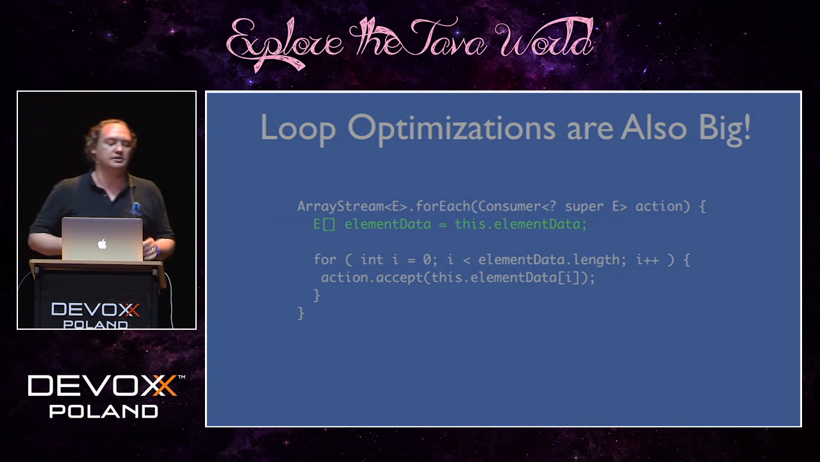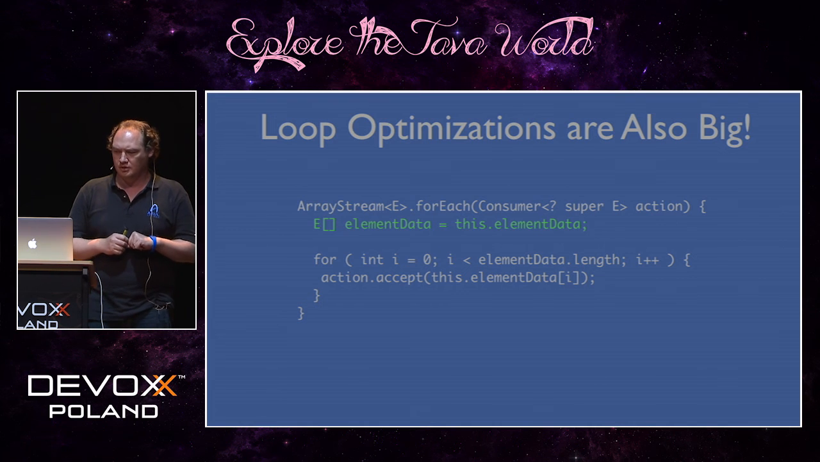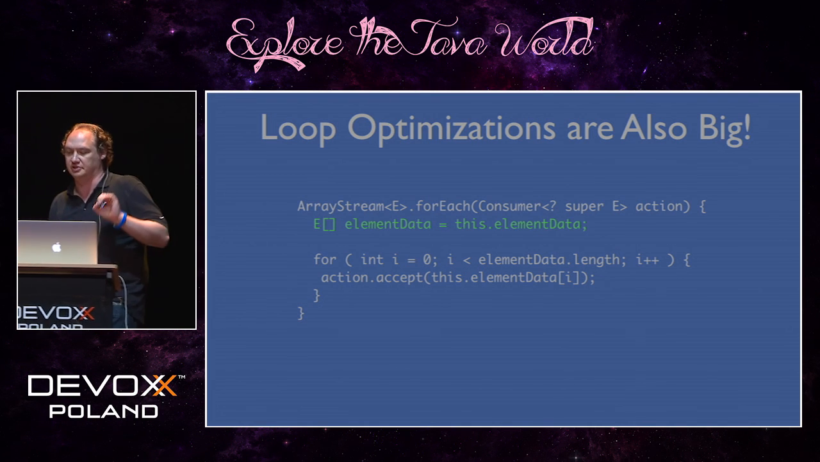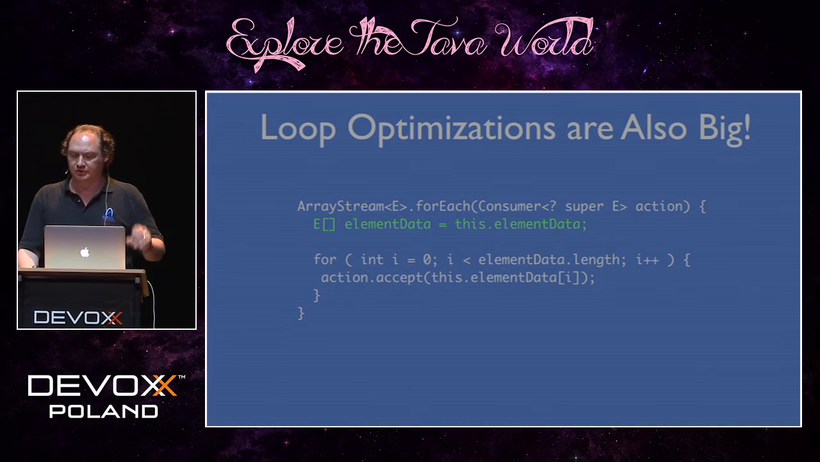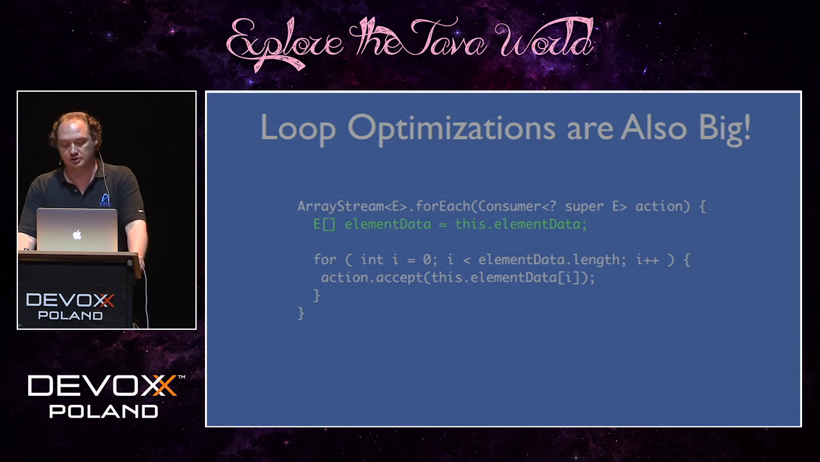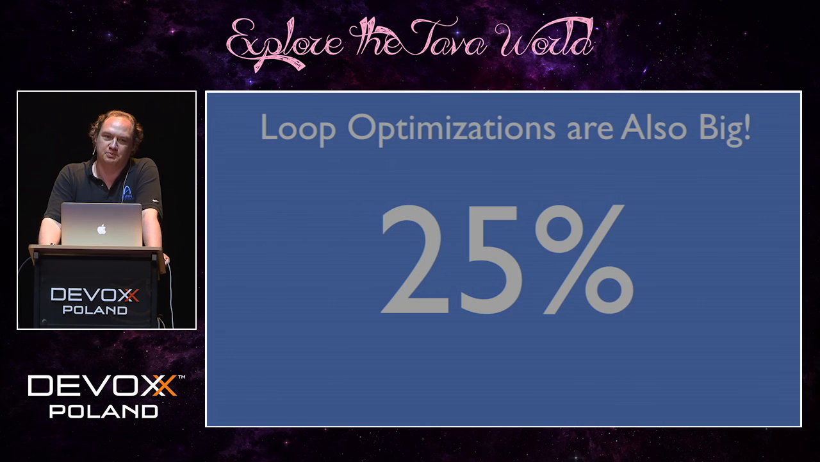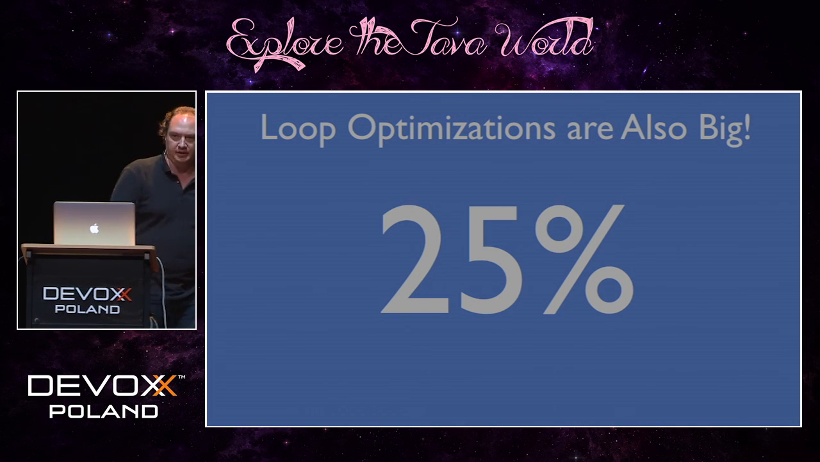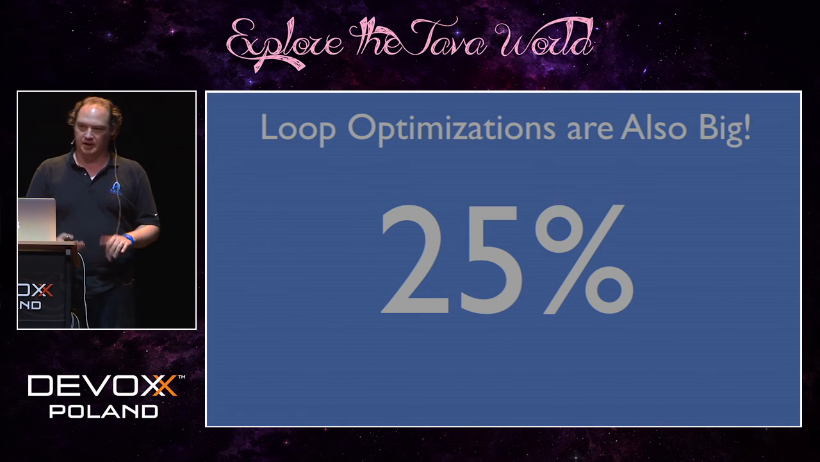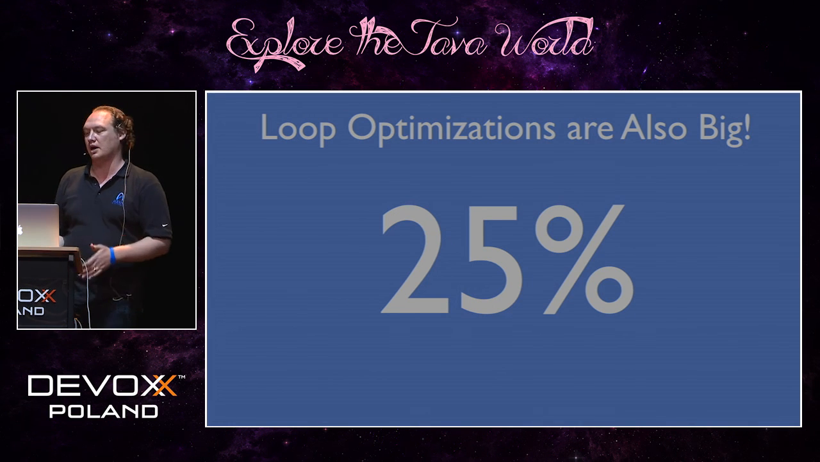But let's say we can't get rid of this inlining and get rid of the call. Loop optimizations are also still big. If I pull this element data out into a local variable, kind of like we did with action, then that is actually still a 25% win in throughput. You might think less code is better. You might think fewer local variables is better. You're probably actually wrong. More local variables is better because they're easier for the compiler to reason about.